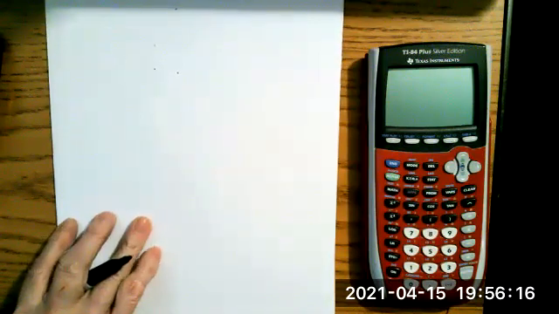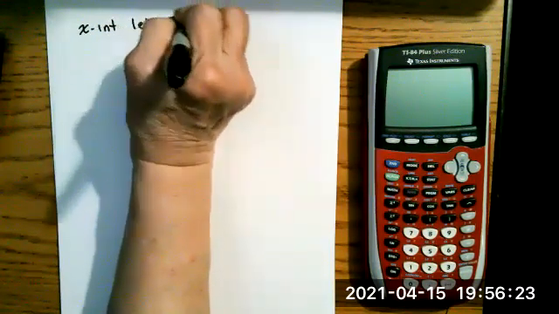Okay, so the next thing to do is to find the x-intercept. So we're going to let y equal to 0.